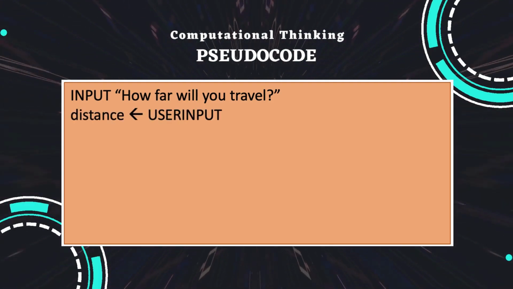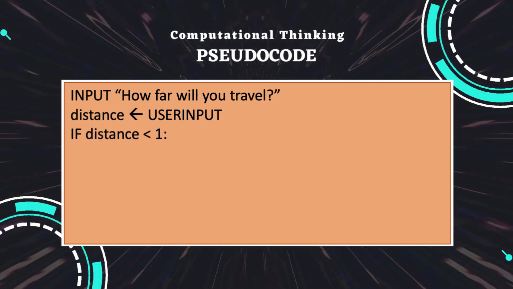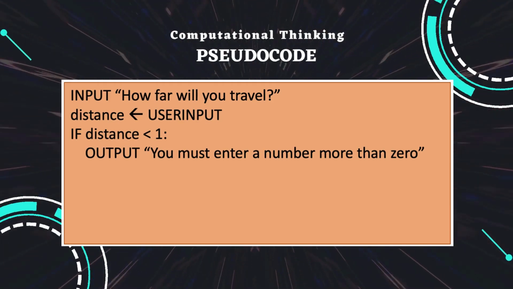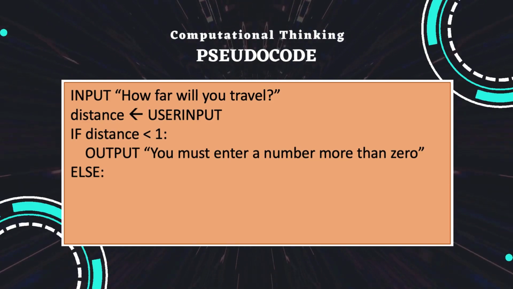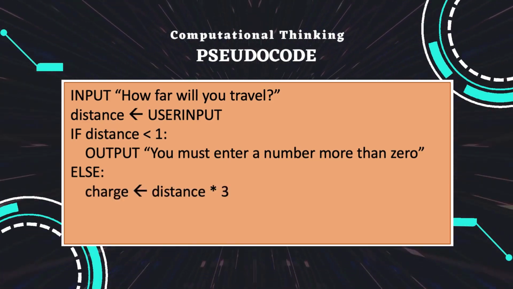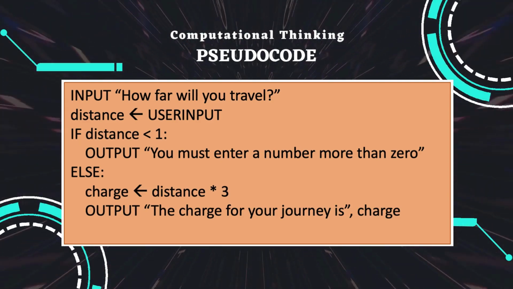The complete system: the user will be asked how far they are traveling and the number they type will be stored in the variable distance. If they type 0, the system will state that they must enter a number more than 0, and end. If they type a number more than 0, the system will multiply their number by 3, store this in the new variable, charge, and then output the cost for the trip, and end.